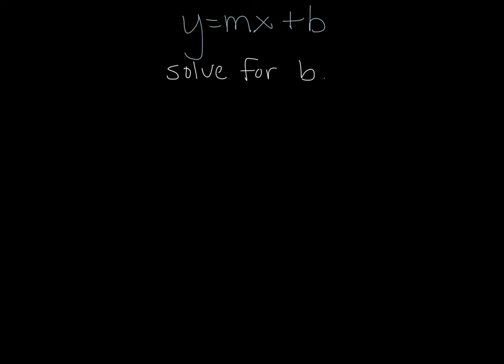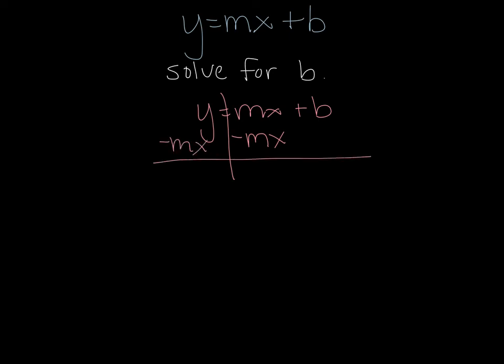Well, as we look at this equation, y equals mx plus b, in order to get that b by itself, we'd have to get rid of all of the other things on that side. So we don't have to do any division. I'm just going to subtract mx. Subtract mx. So b equals y minus mx.